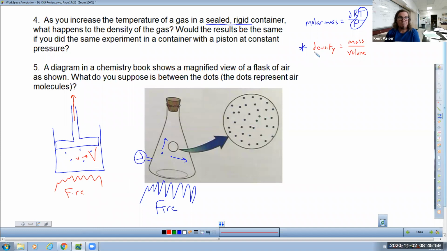So now, if you think about the formula for density, did the mass of the particles change? No. But did the volume of the container change? Absolutely it did. Therefore, we would say that the density decreases in the second half of this, and it stayed the same in the first half of this.